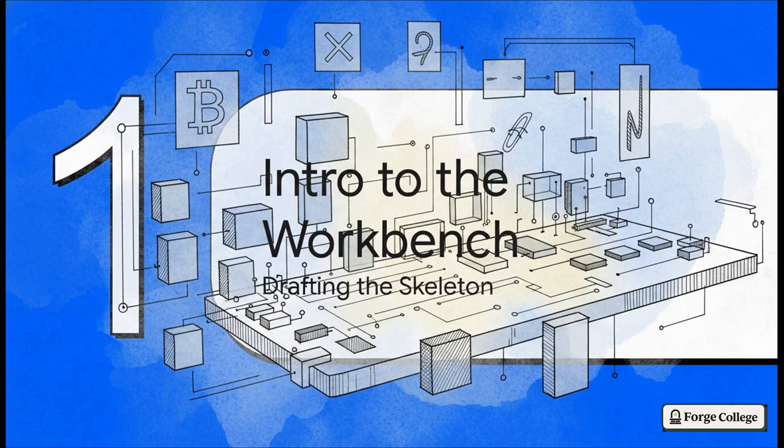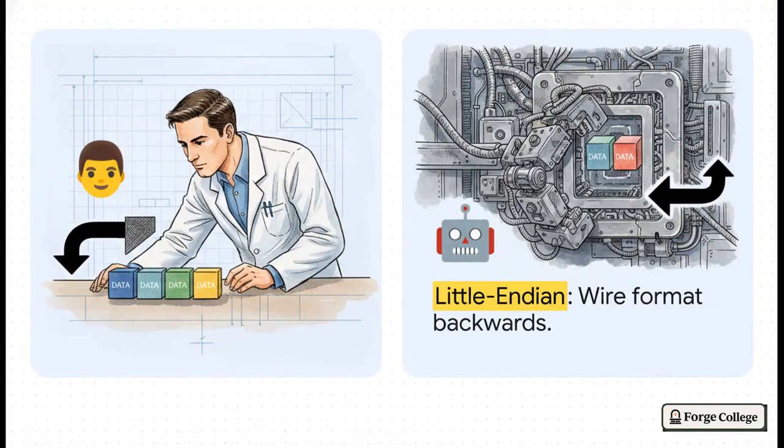All right, let's kick things off with Section 1, Intro to the Workbench, Drafting the Skeleton. So, our absolute main goal today is to assemble a raw structural draft using placeholders. And I want to be super clear here. We are not signing or broadcasting anything to the network just yet. This is just the skeleton.